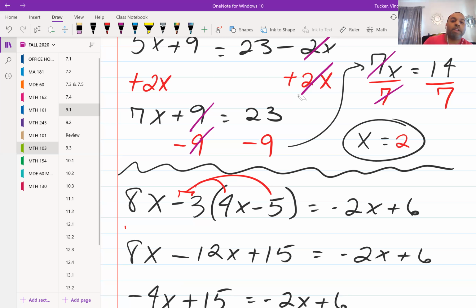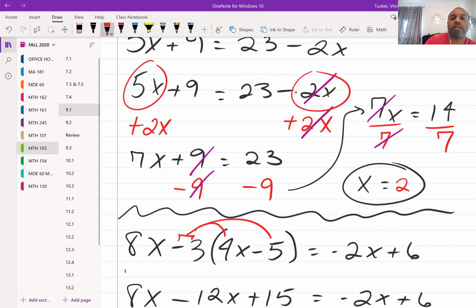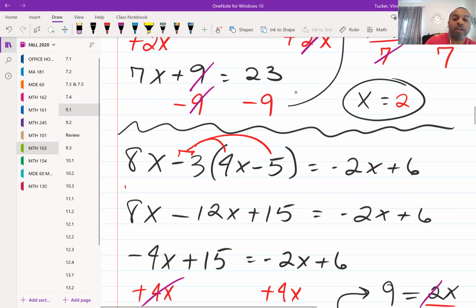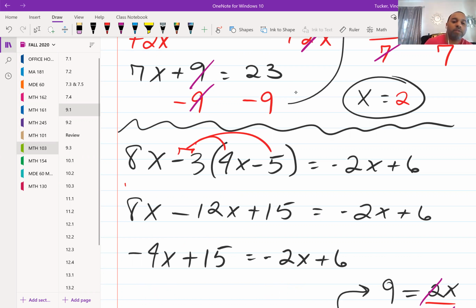Now both of our x terms are on the same side of the equation, so I can add those together. Remember, in the last problem I had x on different sides of the equal sign, so that's why we had to do opposite signs. But since they're on the same side, I can add them together. 8x minus 12x gives me negative 4x.